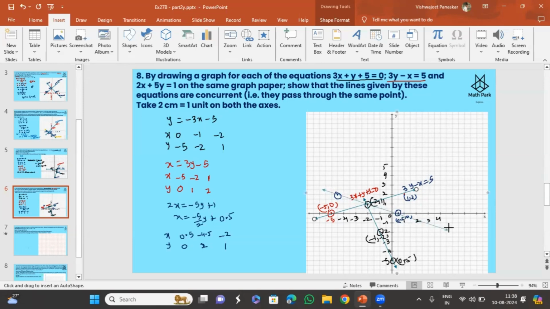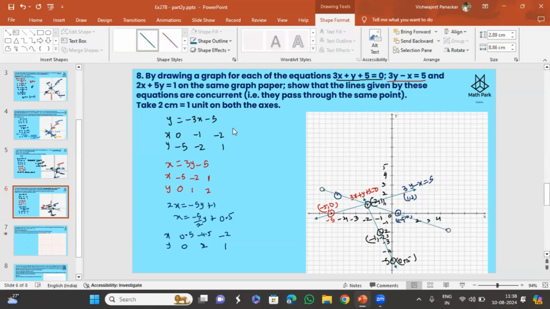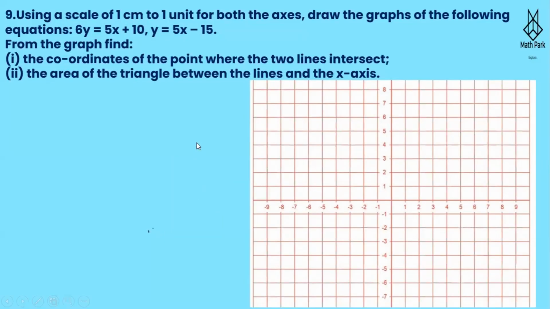So our three lines are ready. And 1 centimeter is equal to 1 unit on both the axes. Draw the graphs of the following equations. So the first one is 6y is equal to 5x plus 10.